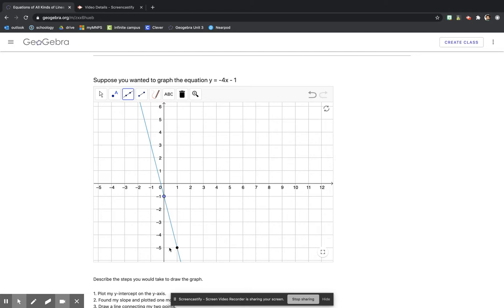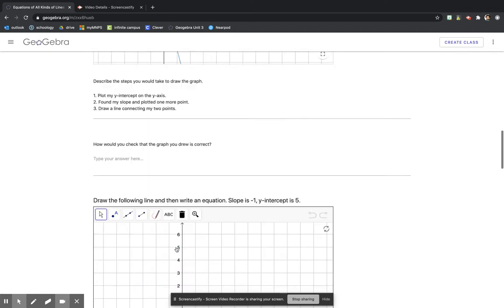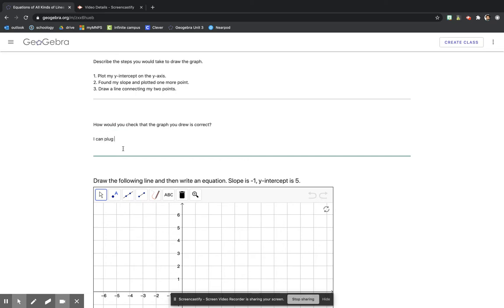And where is my y value? Well, it's at negative 5. So to check it, I can plug in my x value and see if the y value is what shows up on my graph.